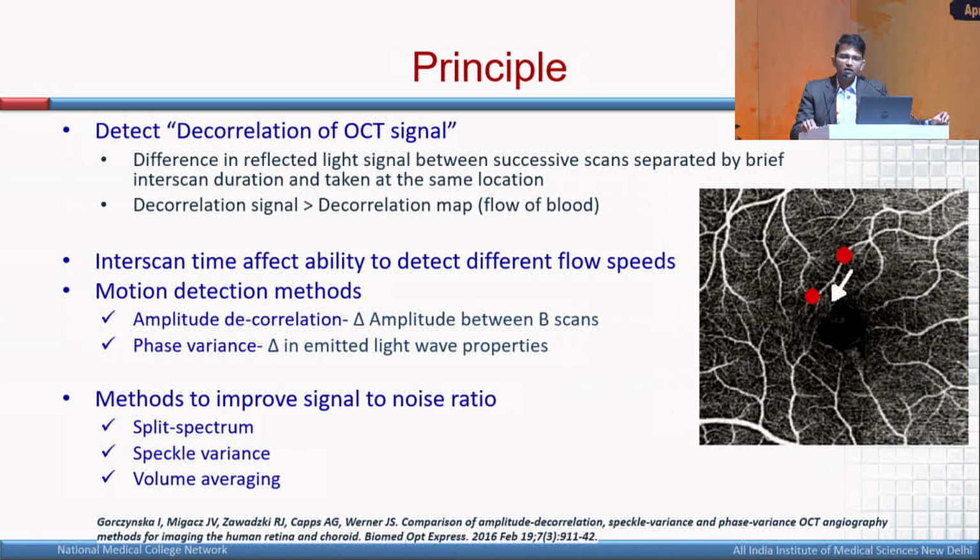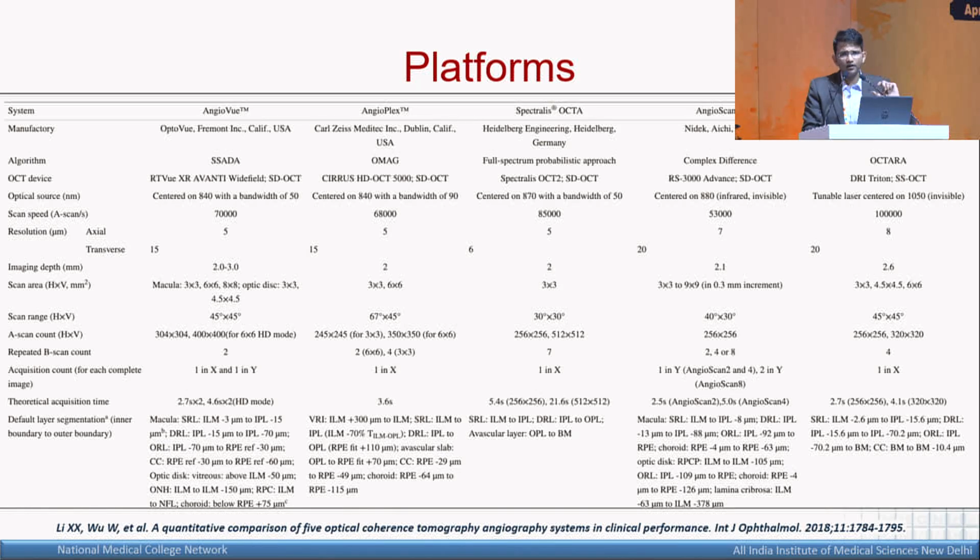Now signal is basically the flow that you are seeing, and noise is anything that is interrupting. It could be a cataract or a media opacity, or poor tear film, or it could be a poor image acquisition that could be there. So there are certain methods to improve this signal noise ratio, and these are the various methods: split spectrum, speckle variance, and volume averaging. You might come across these fancy names, but what they do is that they increase the signal to noise ratio.